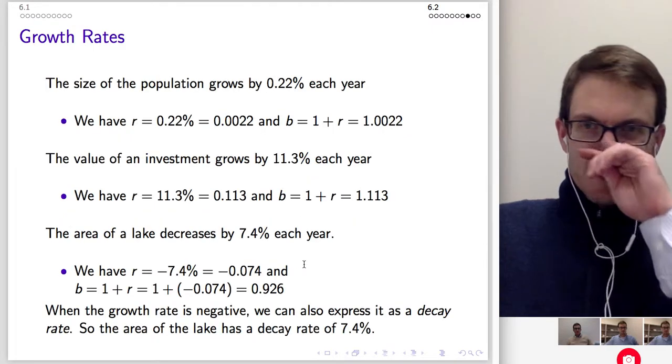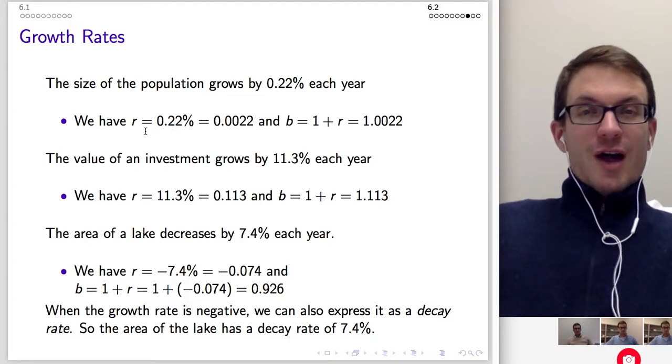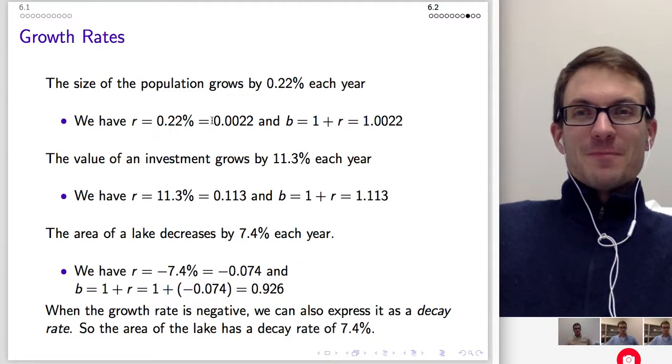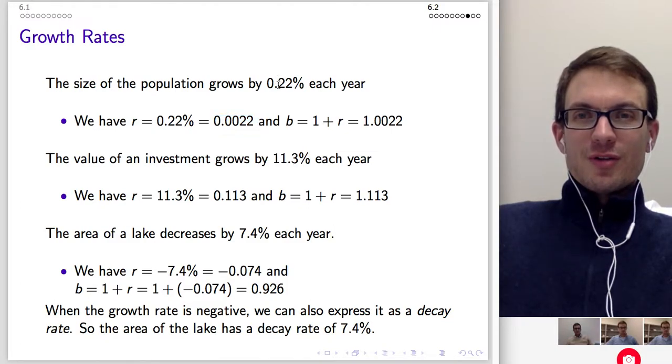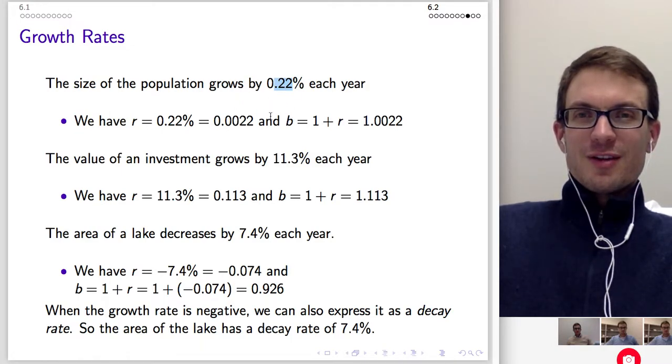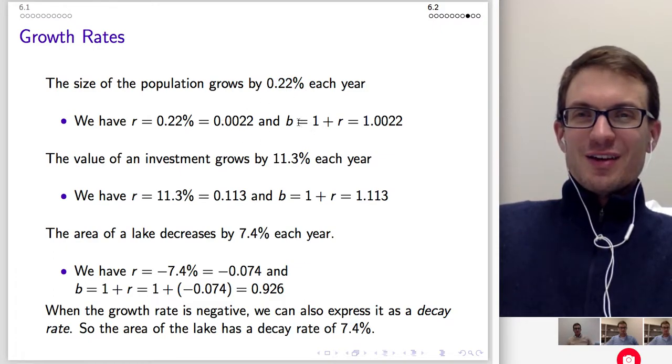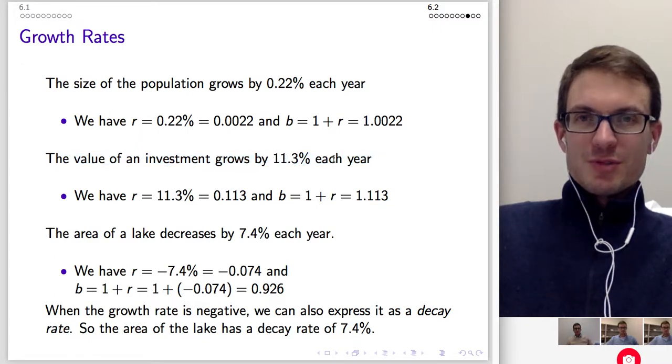All right, now resuming. The size of the population grows by 0.022% each year. So r is 0.022%, but remember that we have to write this as a decimal, so it's 0.00022. It's not 22%. It's not 2.2%. It's 0.022%. And then b is equal to 1 plus r, so we have 1.00022.